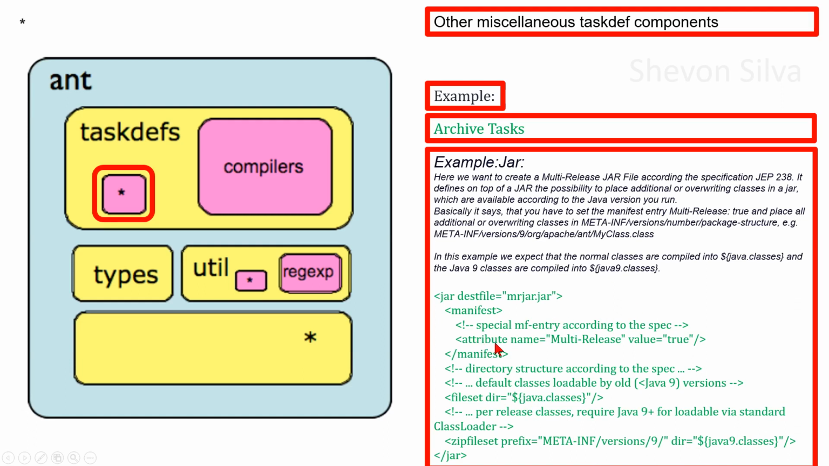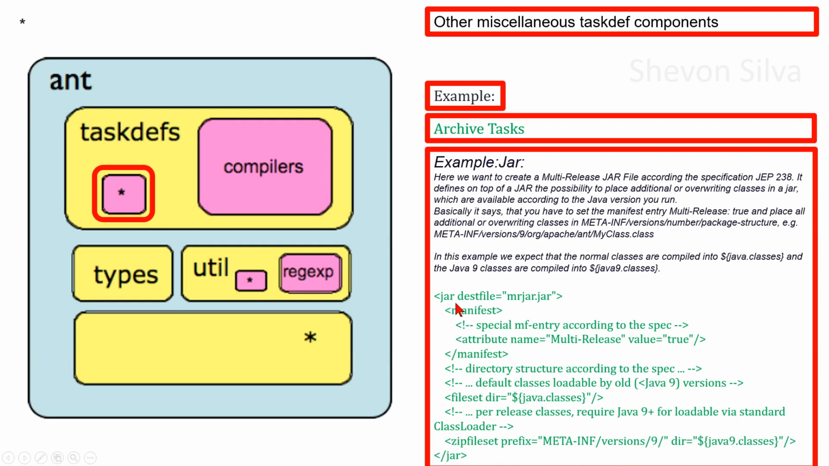Here you can see a special MF entry according to the specification, and here the directory structure according to the spec: default classes loaded by older versions of Java, and versioned classes requiring Java 9 plus, loadable via the standard class loader.